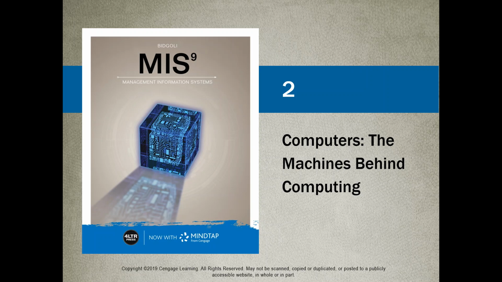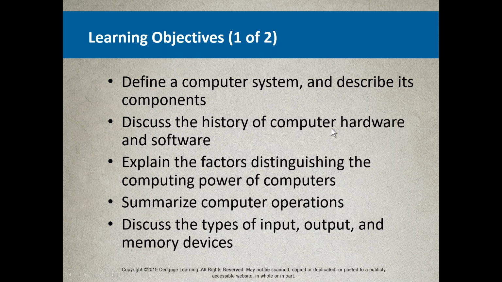Welcome back, and in this video series we're going to have a look at Chapter 2, and in Chapter 2 we're going to be focusing on computers and the machines behind computing. So we're going to focus fairly closely on the following learning objectives, which is defining computer systems, describing all the different components that are going to be required.